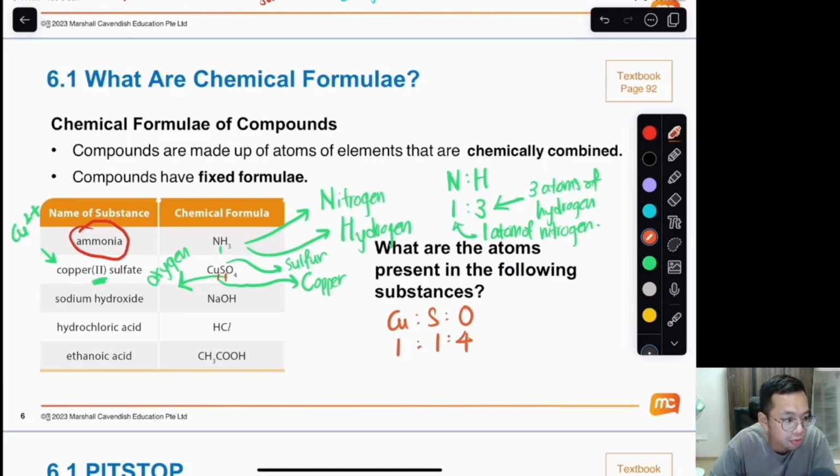A common mistake that you might have committed is that you might think that the 4 for oxygen refers to sulfur as well. That is not true. I will tell you why later on. But for now, take note that the subscript 4 is for oxygen only, not for sulfur. Alright, can you do the rest for me as well? Spend some time, maybe about 3 minutes, you should be quite fast. Do sodium hydroxide, hydrochloric acid, and ethanoic acid. You can pause the video here, and after that you can take a look at the answers.